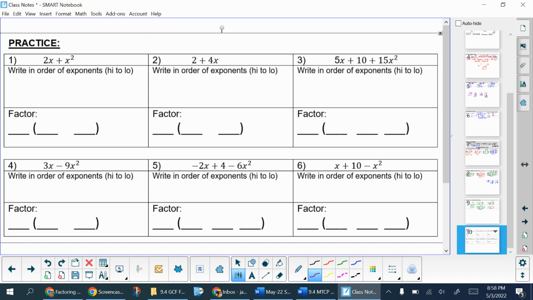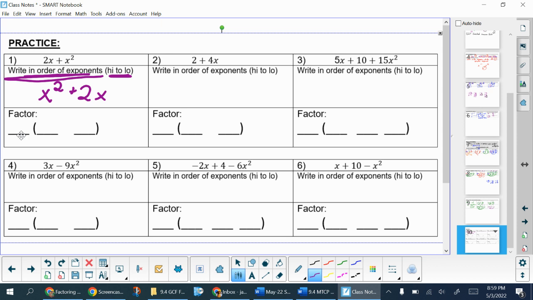The first step they want you to do is to write them in order of exponents, highest to lowest. So you can see here, this is 2x plus x squared. That's backwards. I want to write that as x squared plus 2x. We always want it written in that form. So do that first, then factor it.